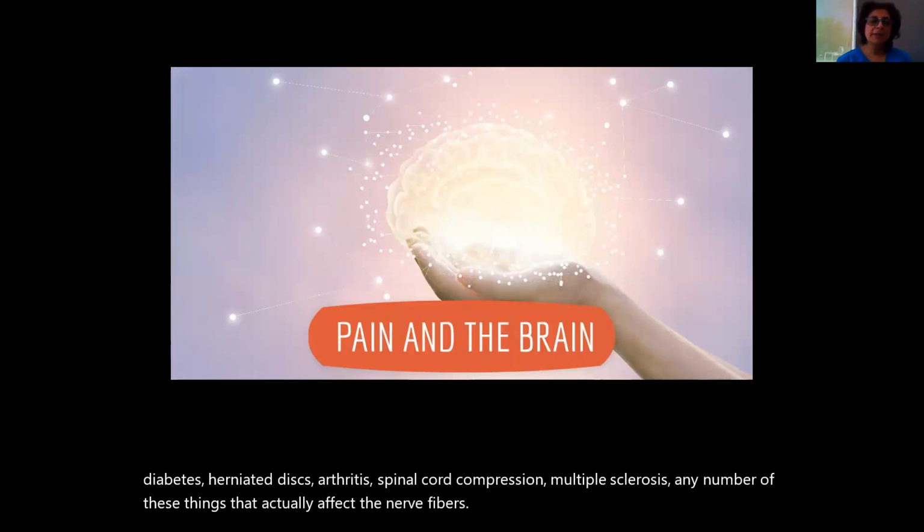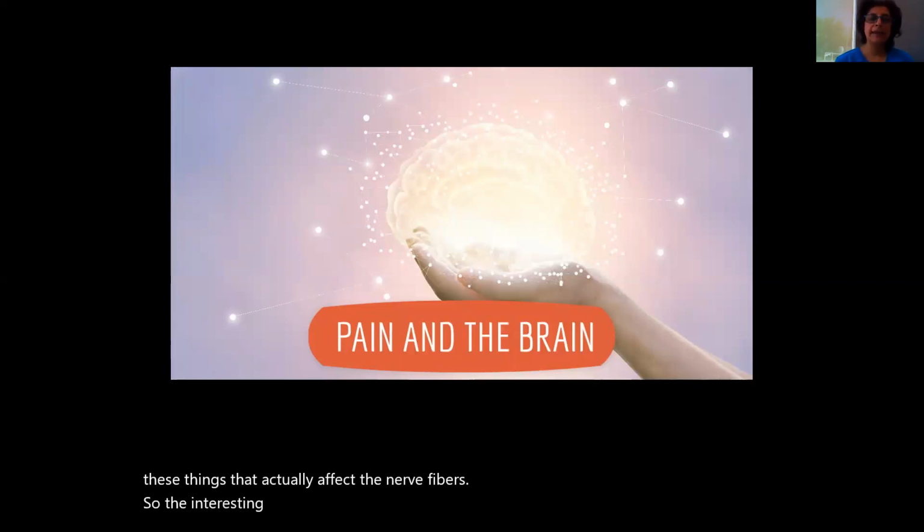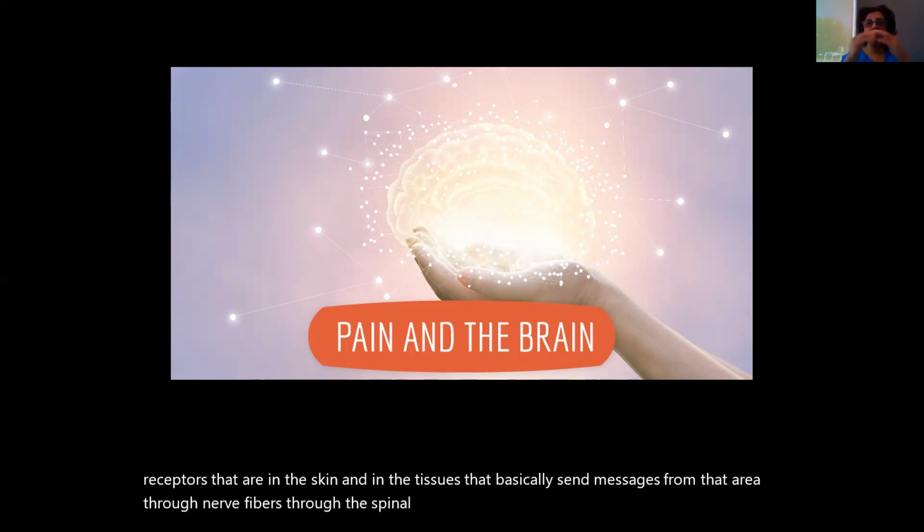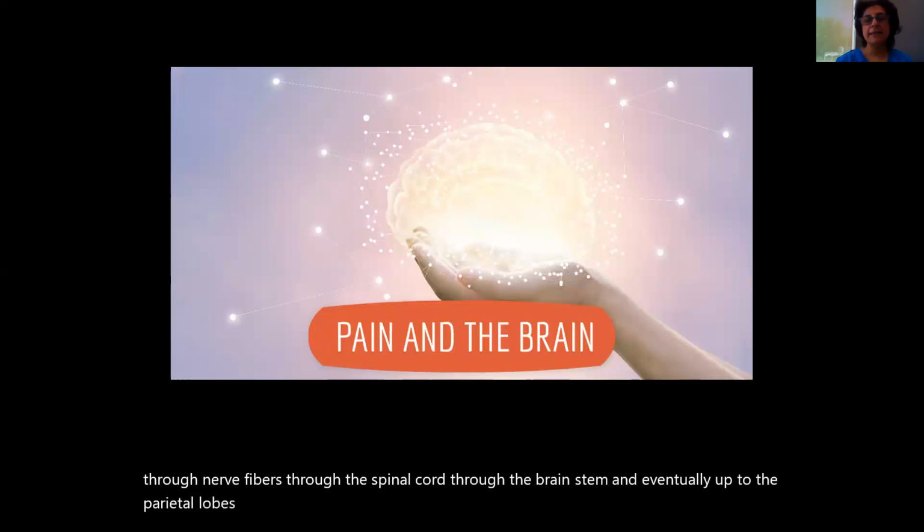The interesting thing is our brain has different ways to register pain. Primarily there are receptors in the skin and in the tissues that send messages from that area through nerve fibers, through the spinal cord, through the brain stem, and eventually up to the parietal lobes in our brain. This is the area where we receive information about our body and our environment.